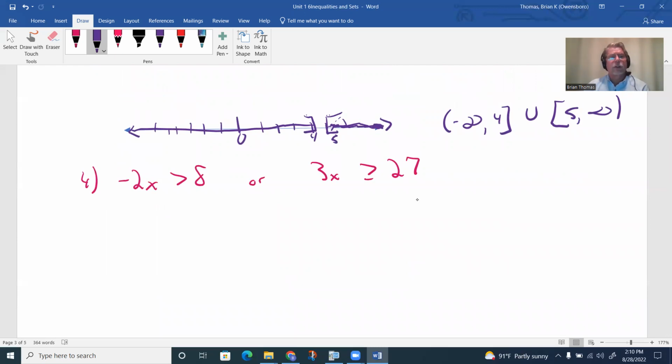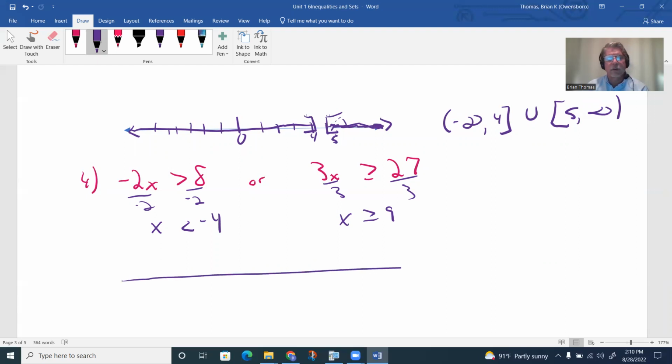So doing one more of these, I have negative 2x is greater than or equal to 8. If I divide both sides by negative 2, since we divide both sides by negative 2, we have to also reverse the inequality symbol. So it's going to be the less than symbol, x is less than or equal to negative 4. And if I divide both of these sides by 3, I'm going to get x is greater than or equal to 9. So from a number line perspective, I'm just going to rough out my number line here.